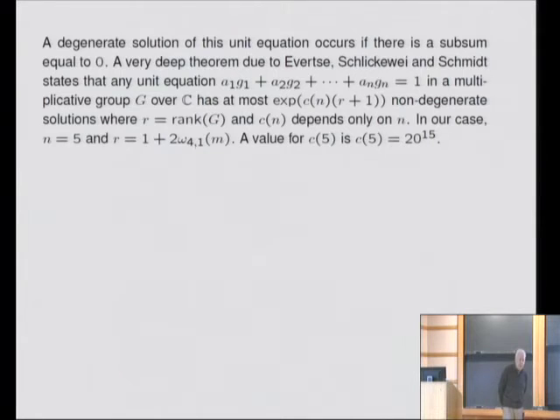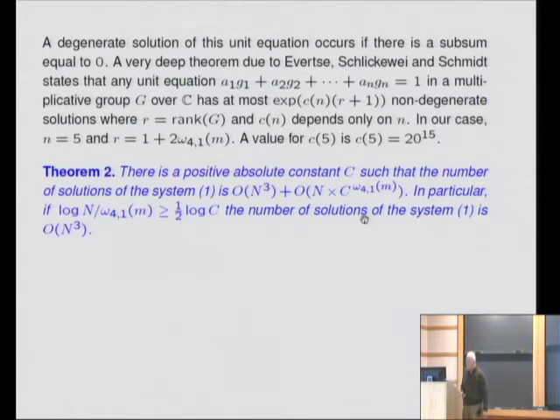Notice that this counts not only the numbers we want to count, which are simple products of the generators. This allows powers in the generators. Okay. So the theorem is, you apply this theorem right away, there's a positive absolute constant so that the number of solutions is n cubed for the degenerate ones. And this factor n is because I divided by xi 6, which are n possibilities. So I have to take that into account. And then I get constant to the power omega 4 1 of m. So if log n divided by the number of prime factors congruent to 1 mod 4 is large, say c is 2 to the 15, then the number of solutions is n cubed at the most.